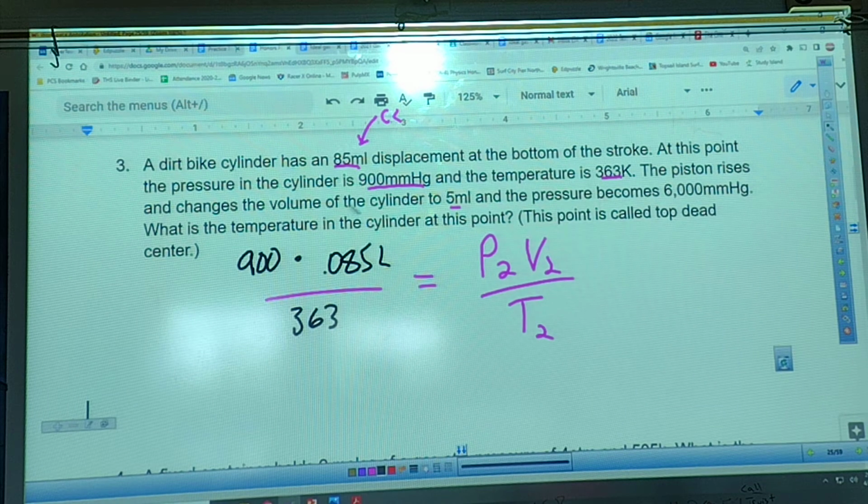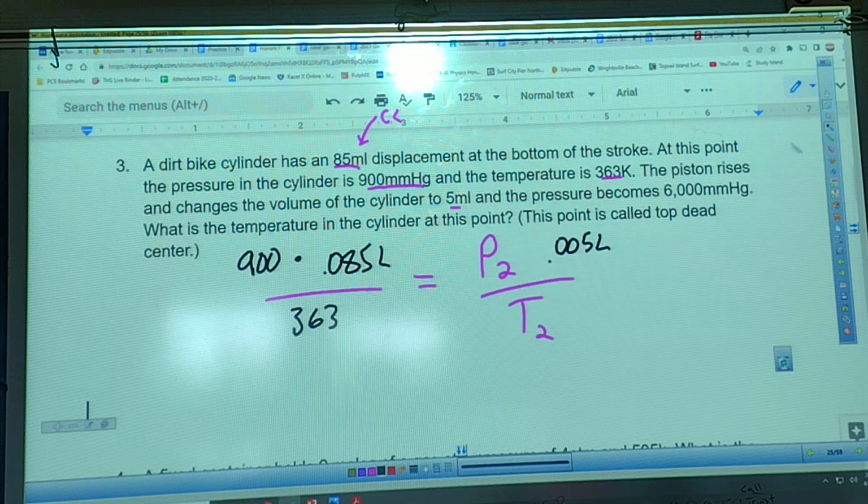Now, the volume changes to only 5, so it gets really, really small. That'd be 0.005 liters. And the pressure goes up to 6,000 millimeters of mercury. What is the new temperature?